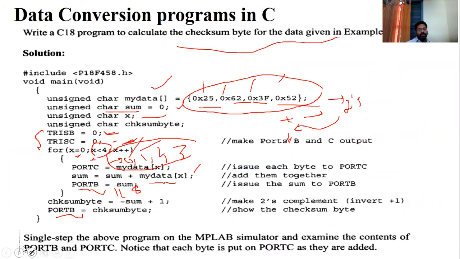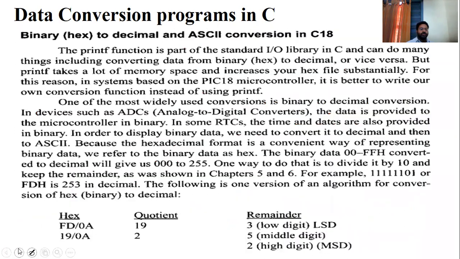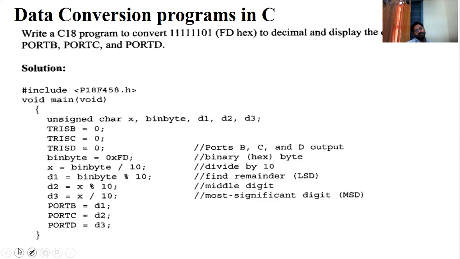So that 118, you can negate that value, then add 1. So 2's complement from the 1's complement. You can convert this 1's complement to 2's complement, then give that value to port B. Then what is the value in port B? Simple. That is the way you can perform the sum operations.